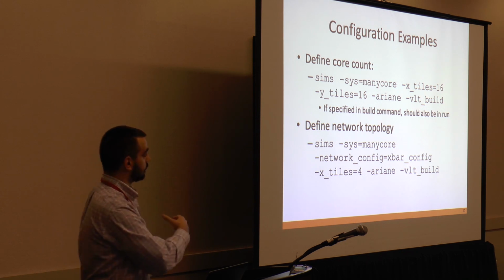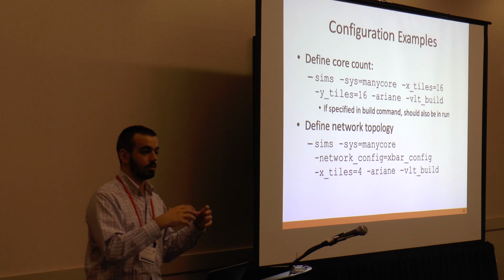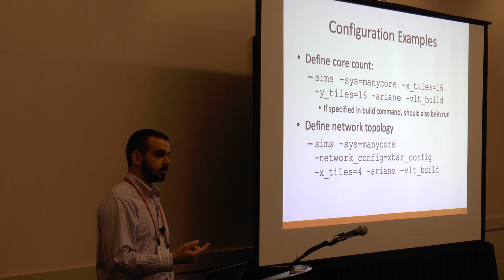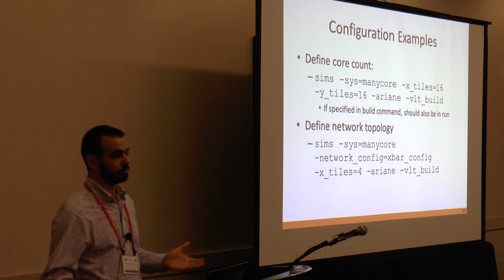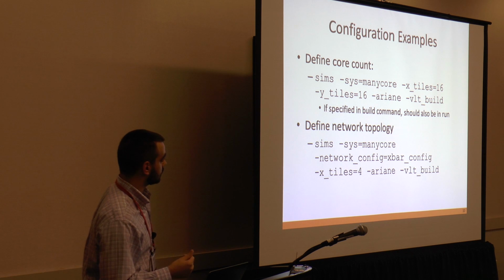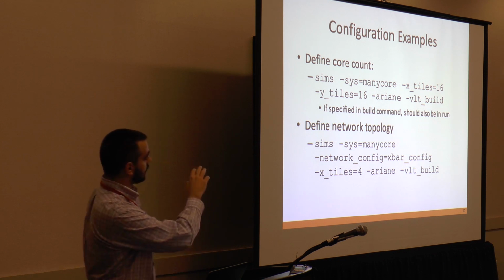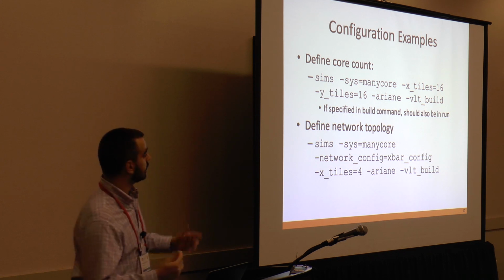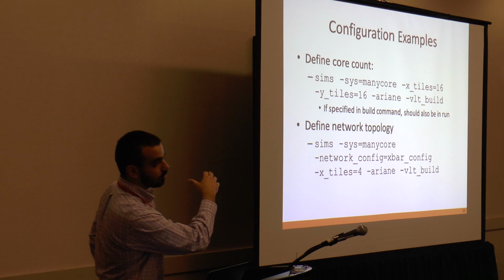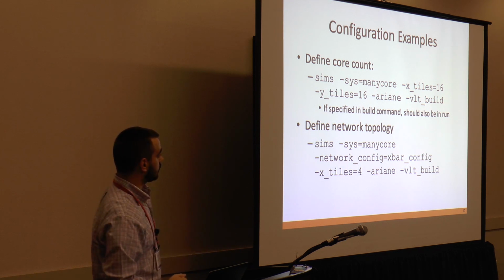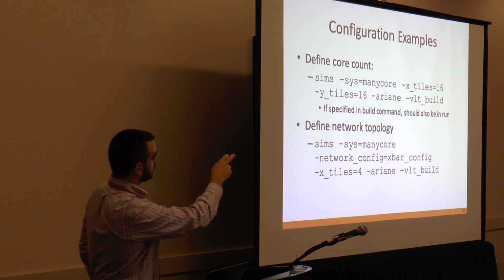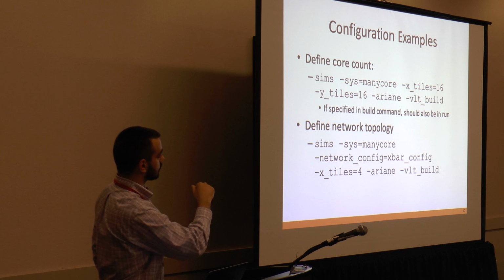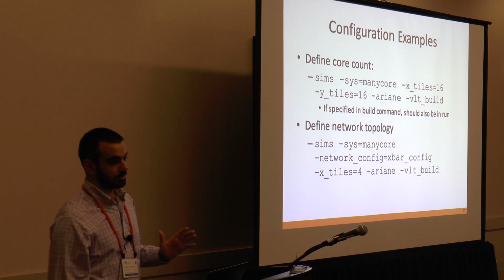By default, a lot of the configuration is very easy to do. We've seen that the default example is a single-core tile. What if you want to go to a multi-core, many-core system? You only need to define the x and y dimensions that you want to expand to. So you do sims, that's sys many-core, to use the default variables we have been using, and then you say 16 by 16, just by using -x_tiles and -y_tiles, to go to a 16 by 16 tile.